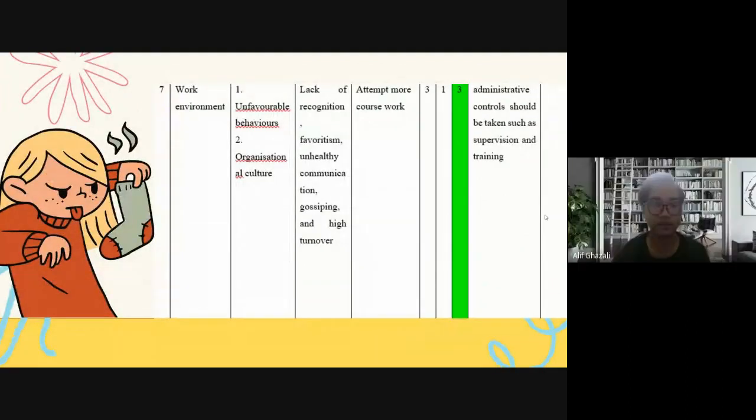For number 7, it is the work environment. First is unfavorable behavior of the employee, and the second is organizational culture. The cause is lack of recognition, prioritization, unhealthy communication, gossiping, and high turnover. To prevent it, we can attend more coursework for the employee, and the recommendation to solve this problem is administrative control, such as supervision and training for the employee.